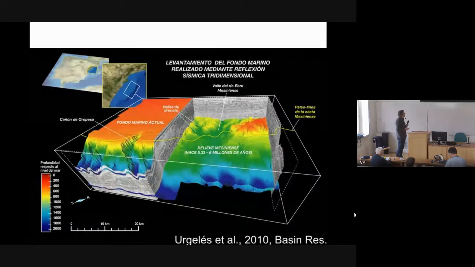Another, my favorite example, is this one in the Ebro Delta. So here we are on the coast of Spain. And this is the delta formed by the Ebro. And with this 3D block, seismic performed in three dimensions, you can extract automatically the Messinian discontinuity, the discordance, the Messinian erosion surface, that's the name we use for it.